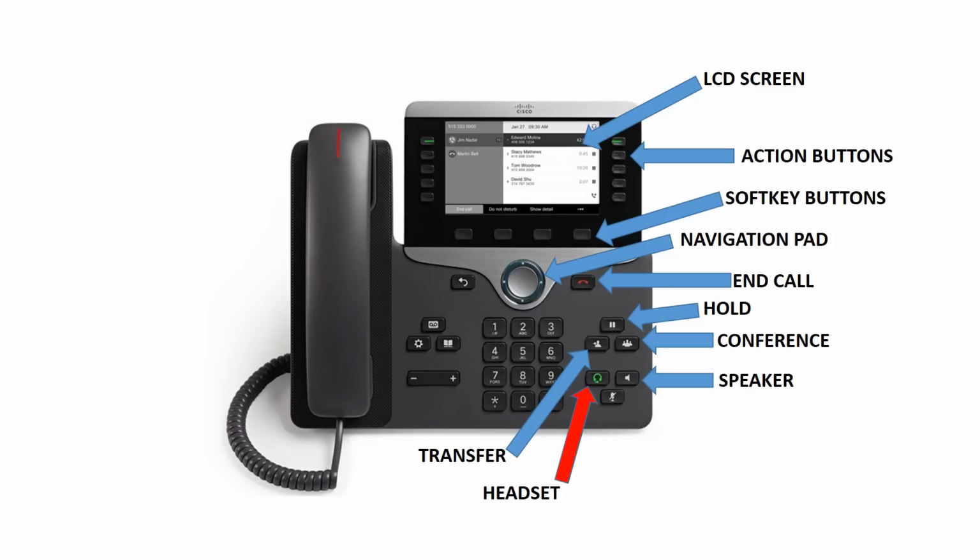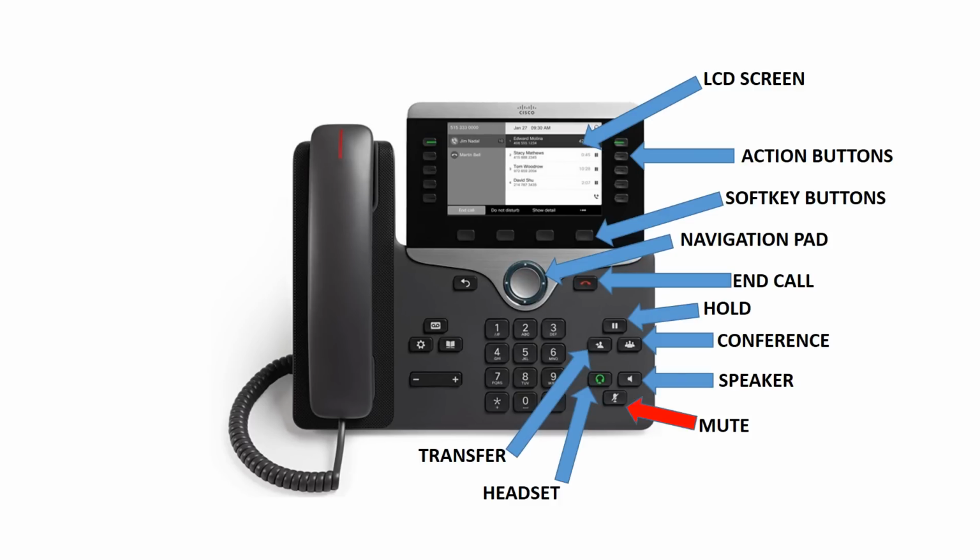The user can press the headset button to talk hands-free with the aid of a headset. When the phone is in headset mode, there will again be a light to indicate this function is being used. The mute button will make your end of the call silent. You may still hear the caller you are on the line with, however, they will not be able to hear anything on your end of the call.